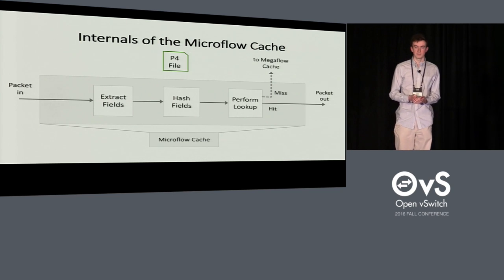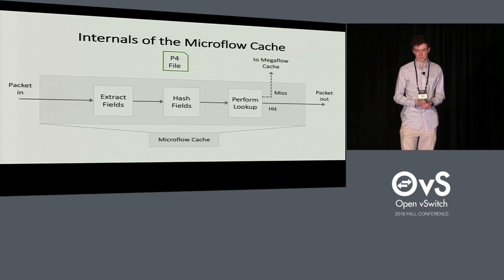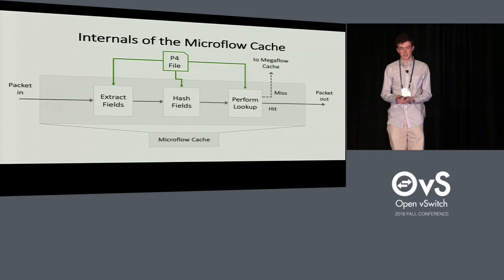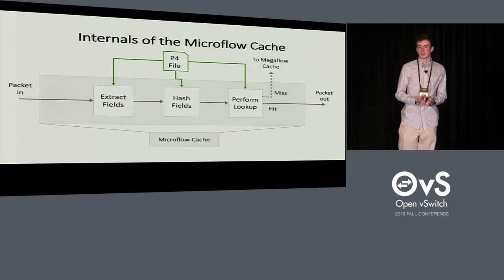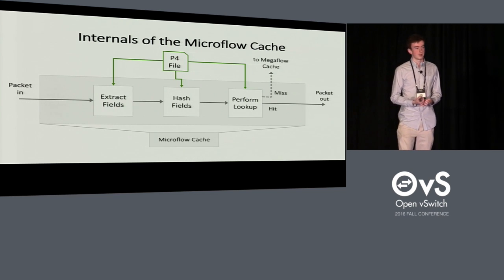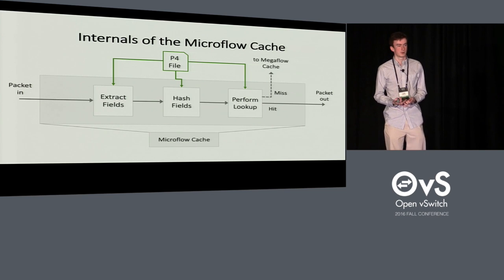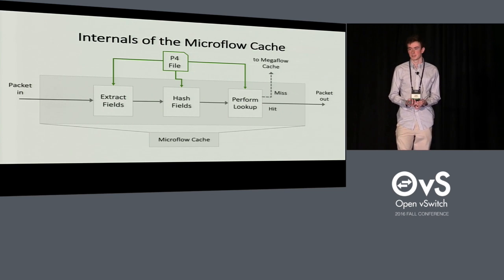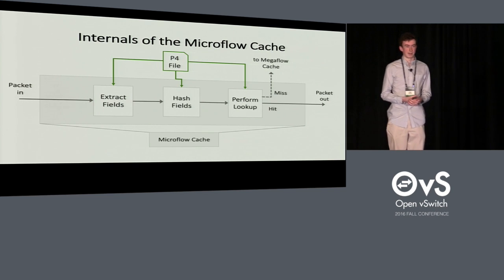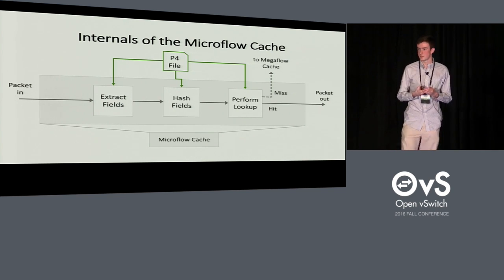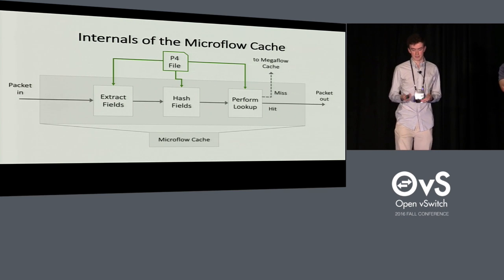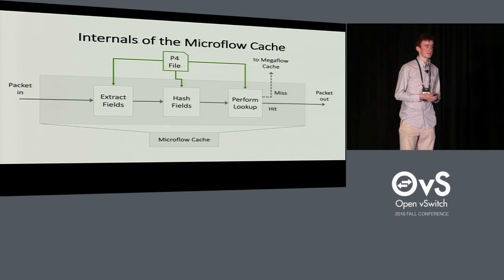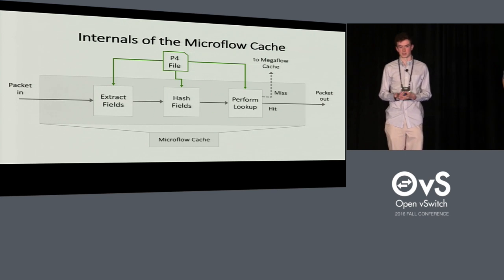Now I want to talk about how P4 changes the Microflow Cache and its internals. All three of these stages become dynamically generated, and they're generated based off the P4 file that's input to PISCES. The most important part of this is that the hash fields stage is now generated. Basically, the user of PISCES can now specify the list of fields that they want to be hashed, and these are the fields that are hashed. So this is what makes the Microflow Cache now protocol independent.